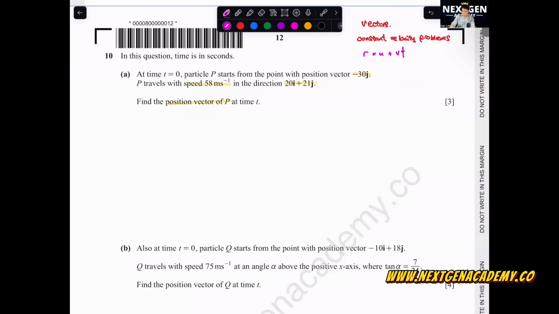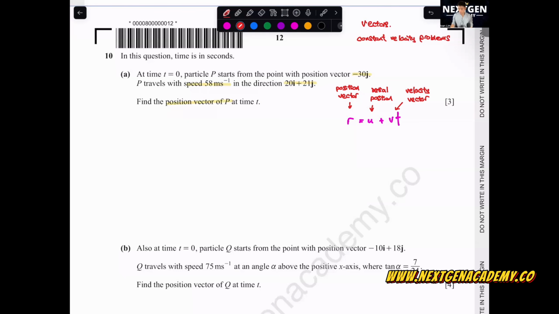Position vector. Okay, let me write this down here. Later we'll use this. R is the position vector. U is your initial position. V is your velocity vector. Okay, please memorize this one. This formula is not given to you. R equals U plus Vt.